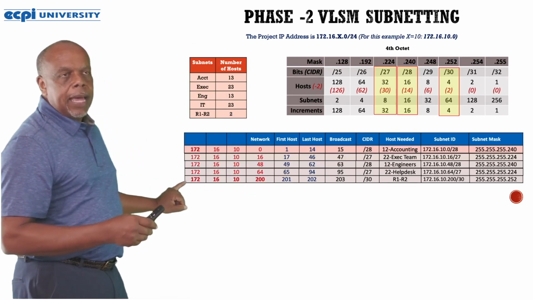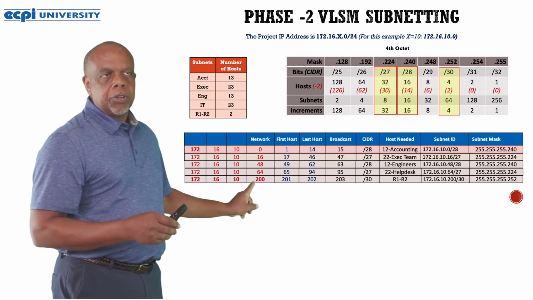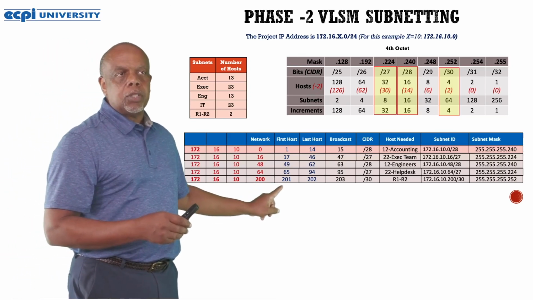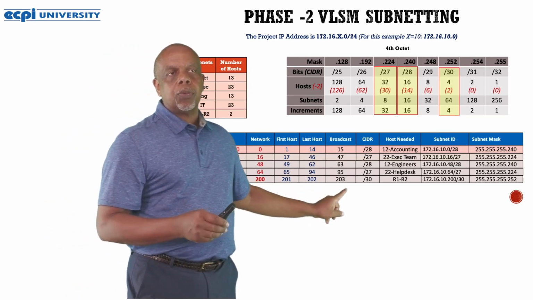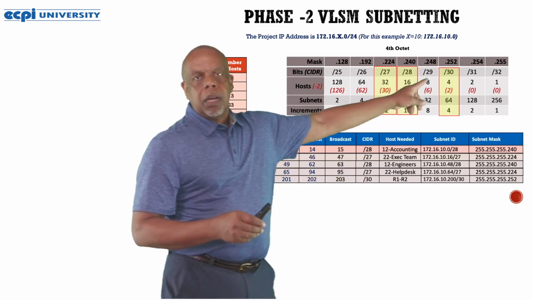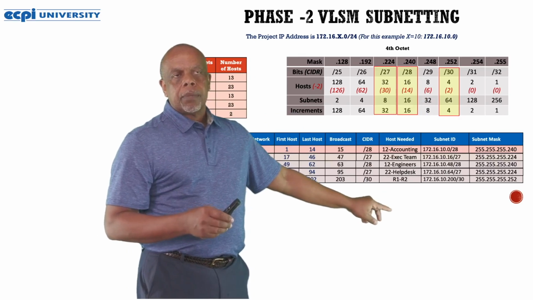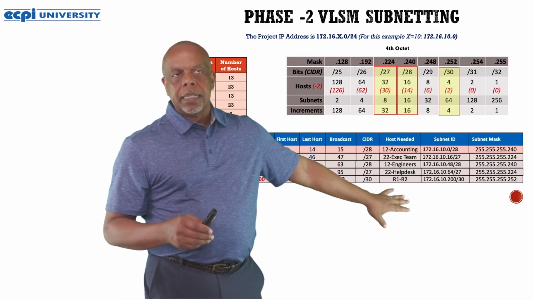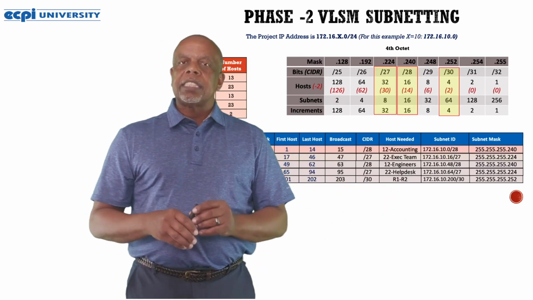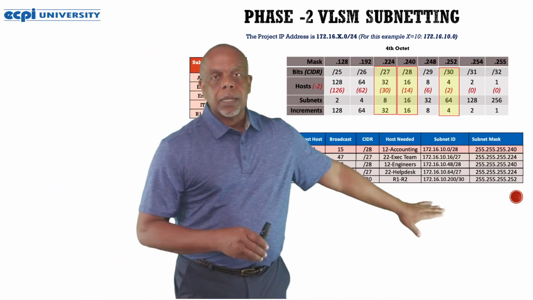So my subnet ID is going to be 172.16.10.200. The first assignable is going to be 201. The last assignable is 202. The broadcast 203. CIDR is going to be what? Coming right off the chart, 30. CIDR of 30. And I needed 2 hosts, and I've got them. So if we look at our subnet ID, 172.16.10.200, CIDR 30, what's that subnet mask?